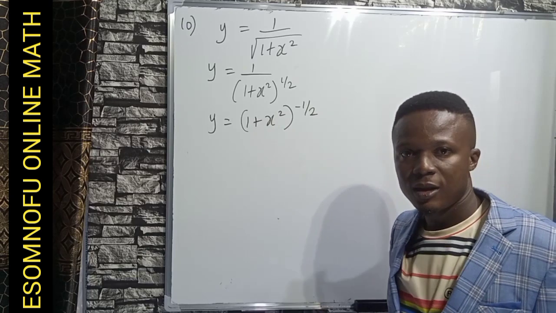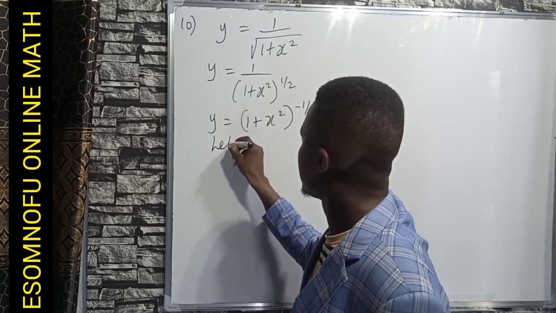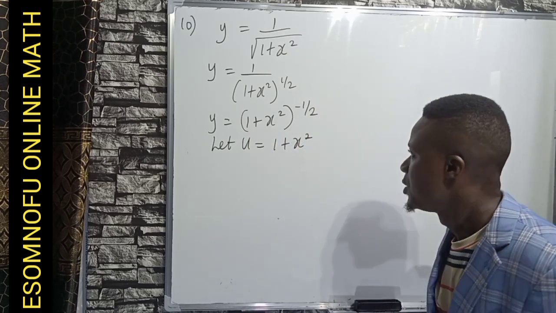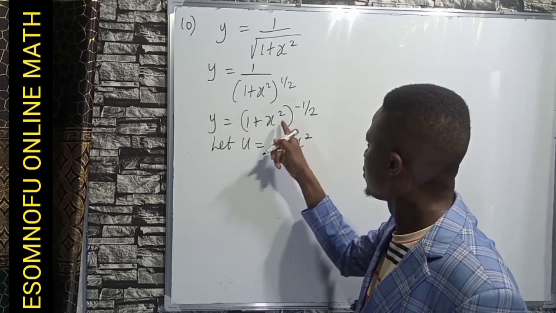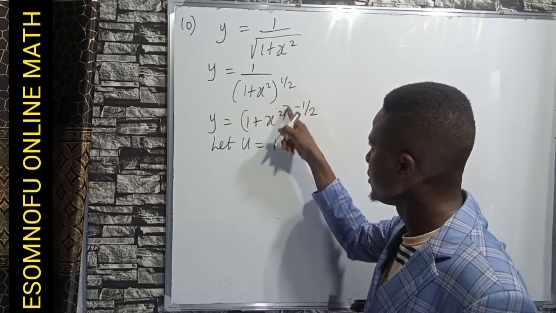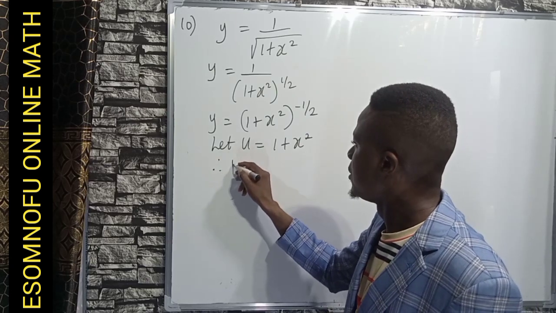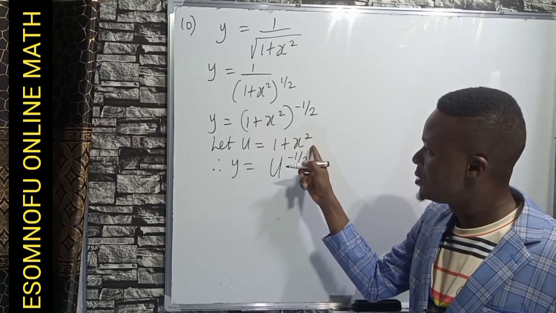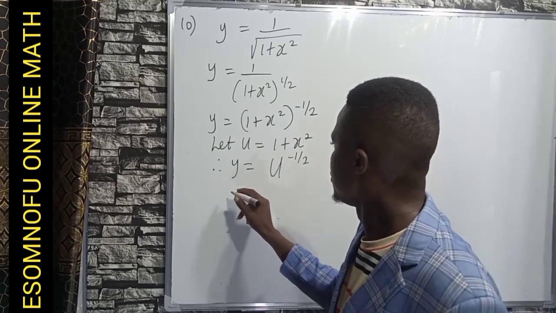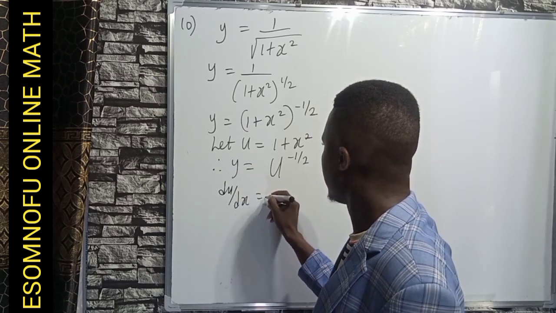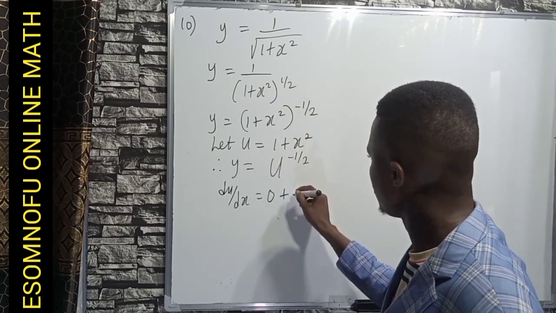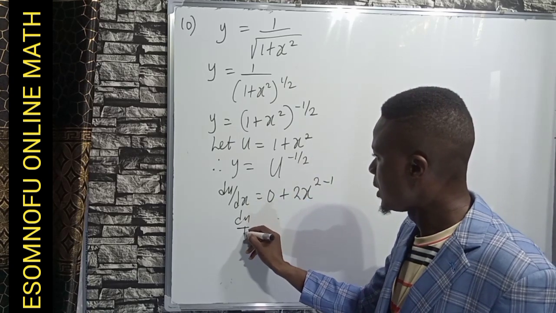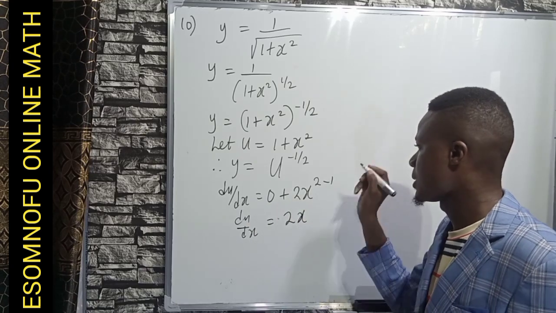Then you can let the content in the bracket be u. So you say let u equals 1 plus x squared. If this is so, it means that y is equal to u power negative half, because the bracket is now being represented by u. So therefore, y is equal to u to the power of negative half. So as usual, you take du dx and dy du. So du dx will give us, if I differentiate 1, I get 0 plus, the 2 comes to the back, x, 2 minus 1 from here. So du dx will give us just 2x.